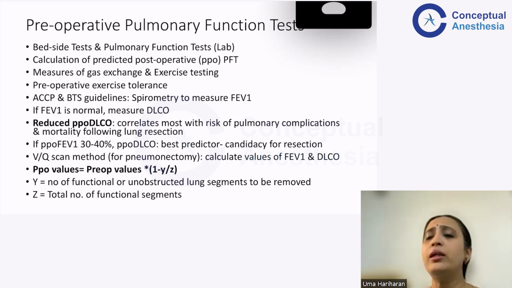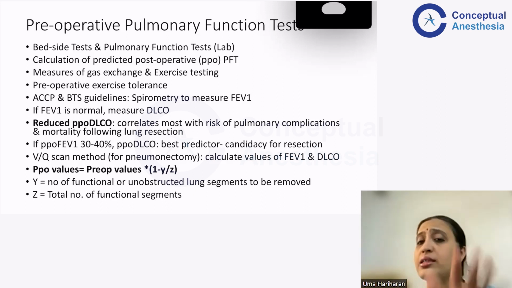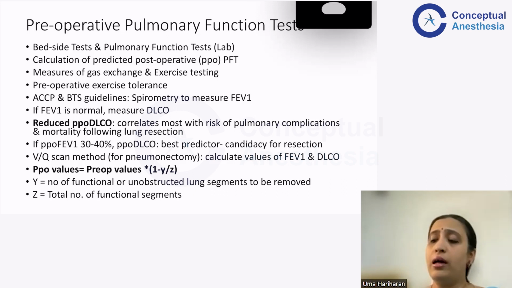VQ scan method may be used for pneumonectomy, but this method is not available in all institutions. And the PPO values are calculated by a formula. I'll be coming to it a little later, right? But here again, I have mentioned it so that you can understand the importance of this predicted post-operative value.